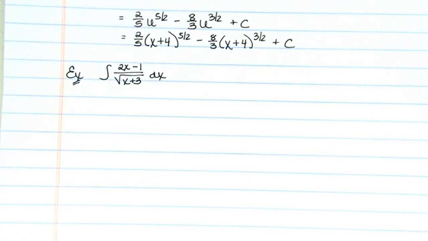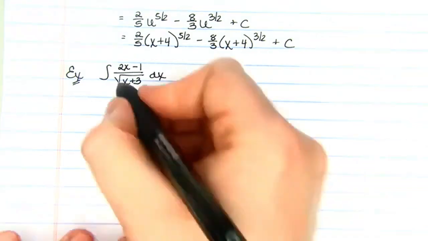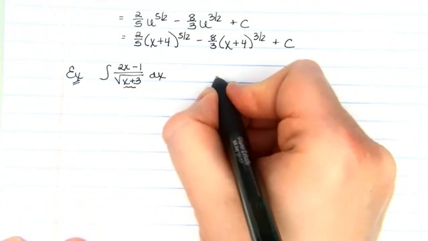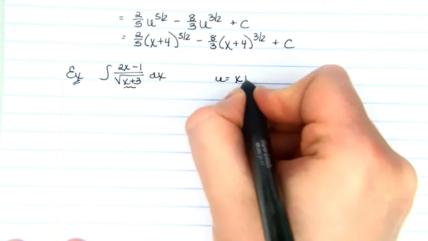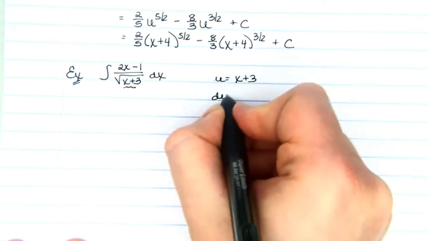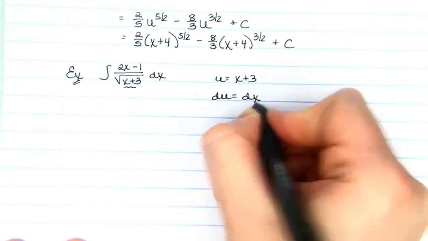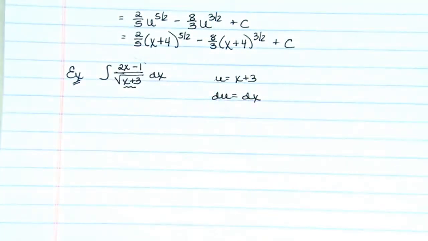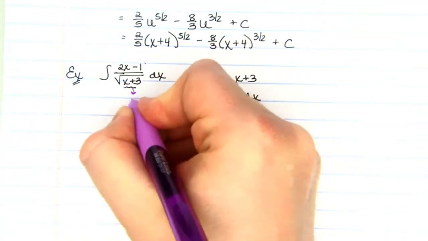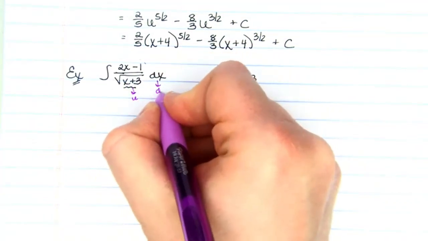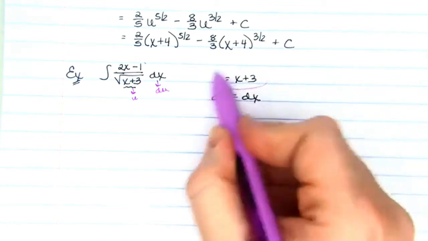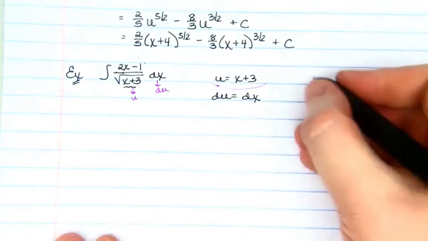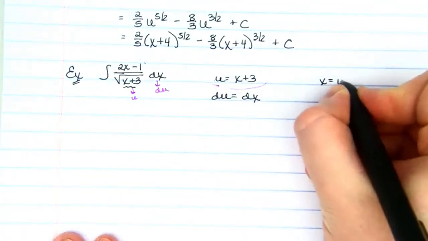What's u and what's du? I'm going to make u the thing that's underneath my root, the inside function. I'm going to make u x plus 3, its derivative du, just dx, which means all this stuff up top is extra stuff that's going to be a problem. So let me label things. I've got my u under there, I've got my du over there. Let me go solve this thing for x. I'm going to get x equals u minus 3.